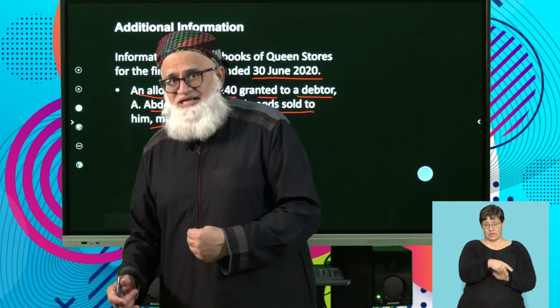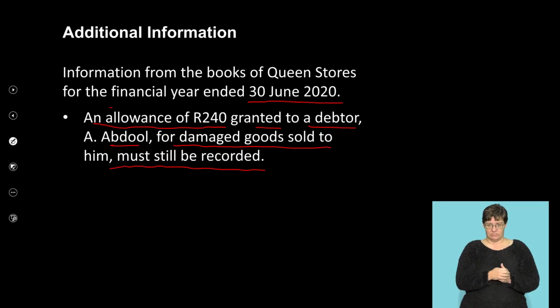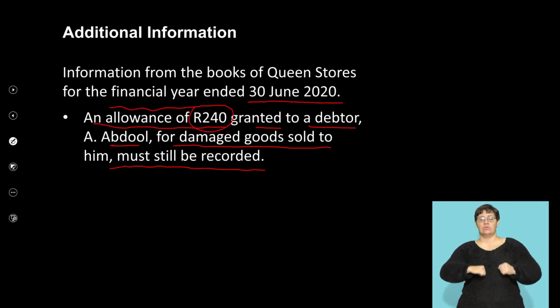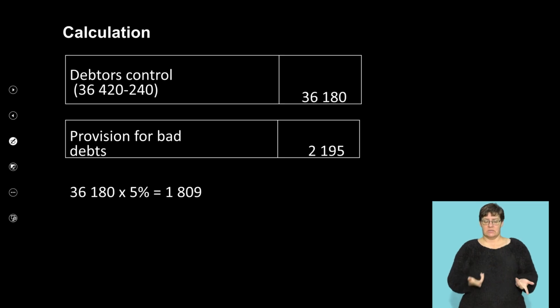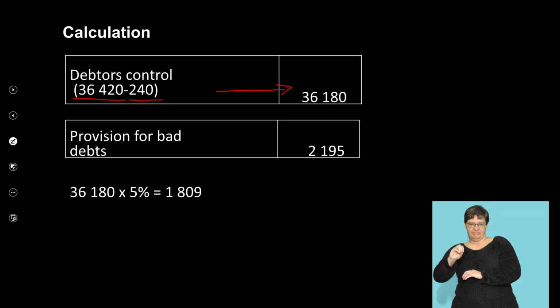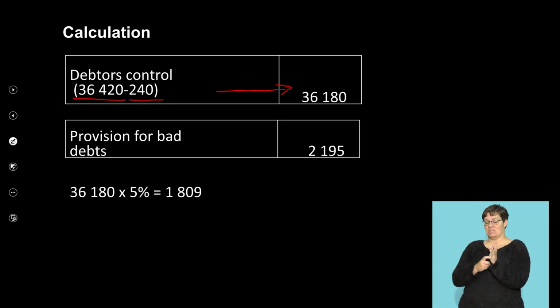This particular transaction just says an allowance of 240 Rand granted to the debtor. No physical return, only an allowance. Watch, this is what we do. So, in my debtors control, you start off with your given figure minus the 240 will give you your debtors control figure of 36,180. Obviously, you took the 36,420 minus the 240.